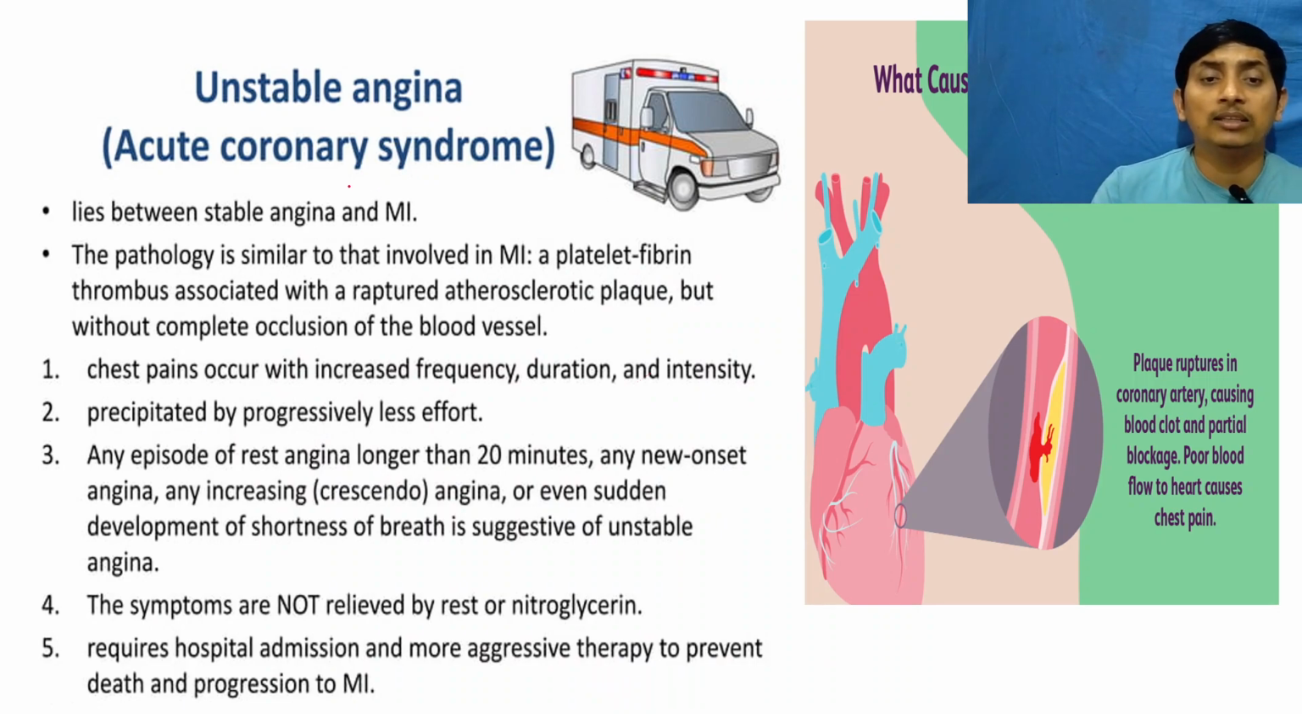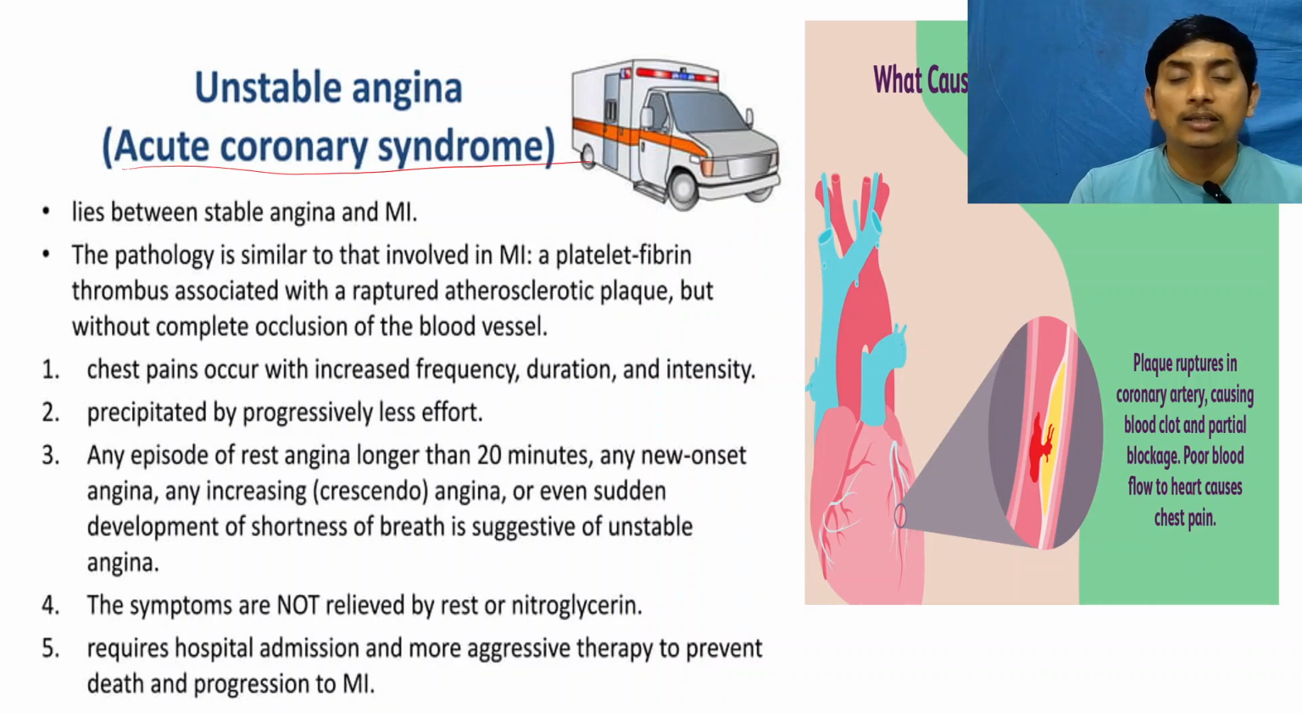Unstable angina, as the name suggests, is called acute coronary syndrome. Syndrome means a combination of different symptoms. So what are the causes of unstable angina? Due to high pressure, the plaque, or you can say atheroma. Suppose this is an artery, this is the coronary artery, and here some blockage is there.